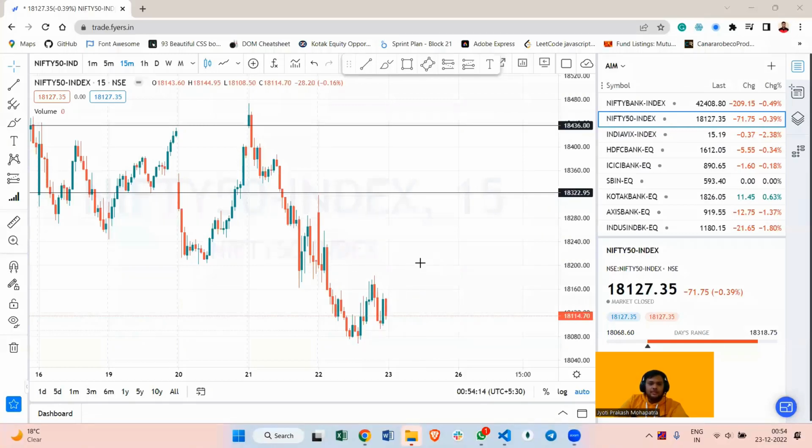And after that, we can extend our target level. But if it opens gap up above 18,200 or around that level, and if it trades above 18,200, then you can take a trade for buying, and we can set our target to 18,280 to 18,000 around level 300.